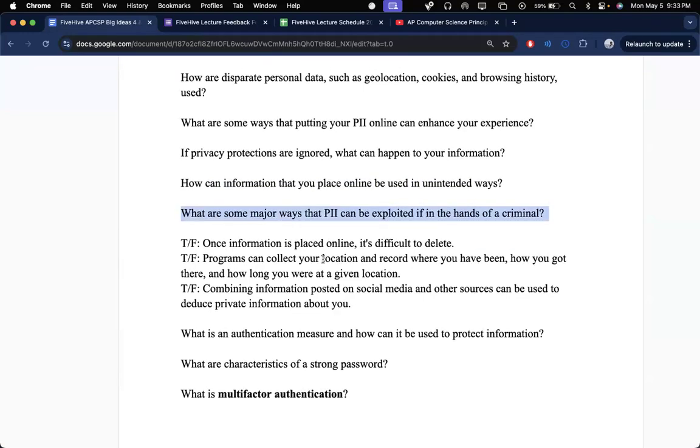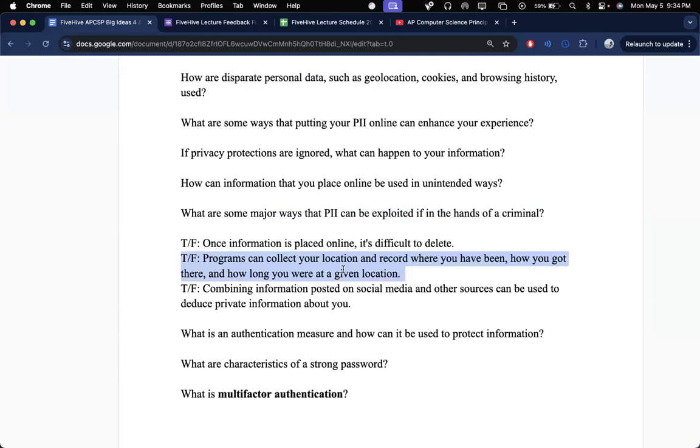So what are some major ways that personally identifiable information can be exploited if in the hands of a criminal? We kind of said that, right? They can collect your information, location, record where you've been, how long you've been there, how you got there, that kind of thing. So that's not great. Oh, and that's actually this bullet point right here.